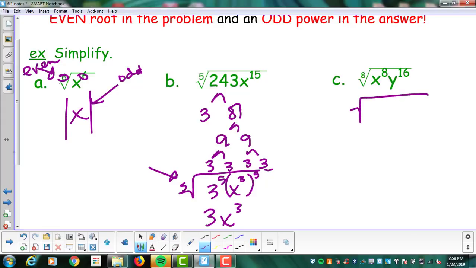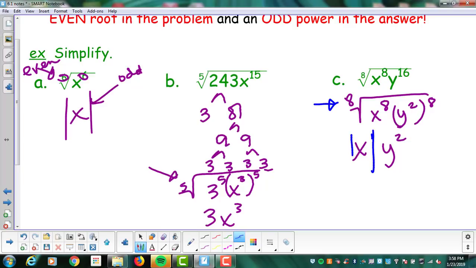Moving over here. 8th root, that's x to the 8th. I'm going to rewrite this one as y squared to the 8th. The 8th root of x to the 8th is just x. The 8th root of y squared to the 8th is y squared. Do I need absolute value? Yes. This is even, and this one is odd, and that's the only one that you need to put absolute value around. Don't put it around the y squared because anytime you square a negative, it becomes positive anyway. So you only need the absolute value on the variable that had the odd exponent.